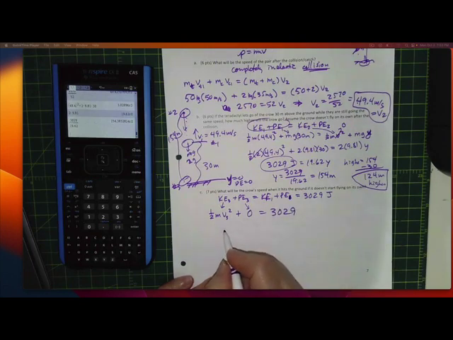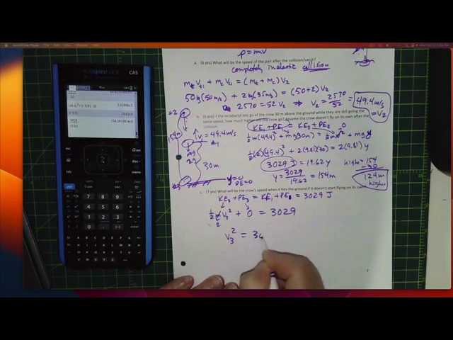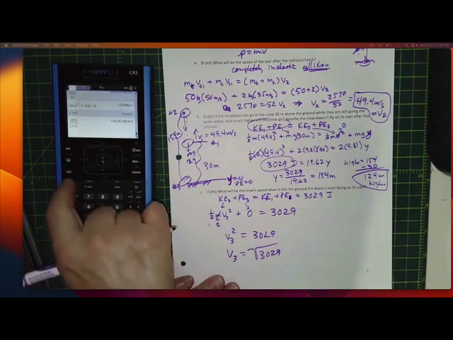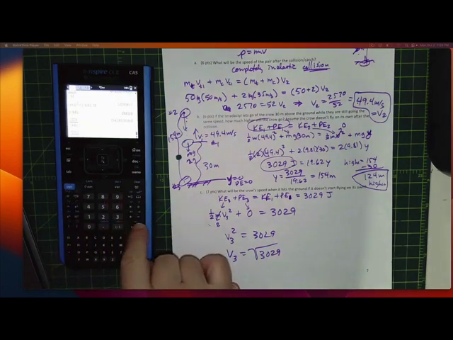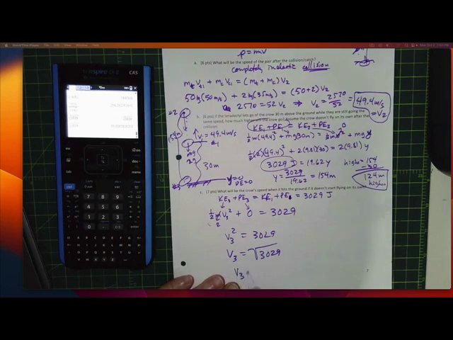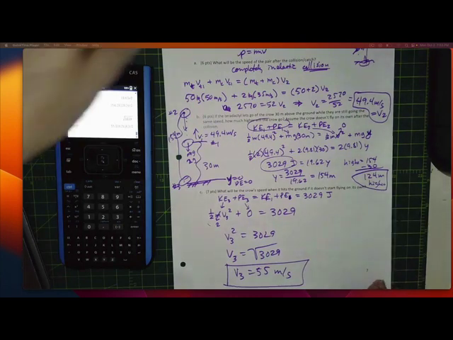So m is 2, so 1/2 of 2 just becomes 1, so V3 squared equals 3029. So V3 is the square root of 3029. So V3 is 55 meters per second. Alrighty, very fast. Don't want to do that, so hopefully he wakes up before he gets to the ground.